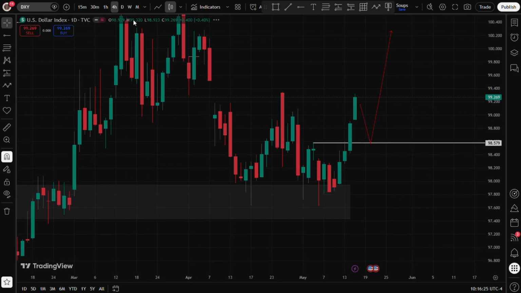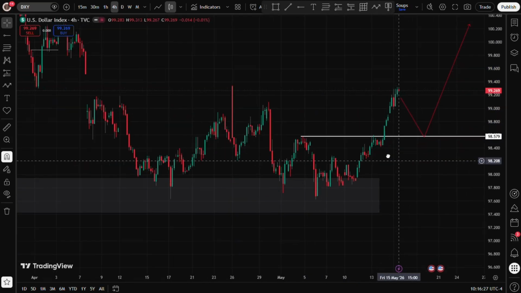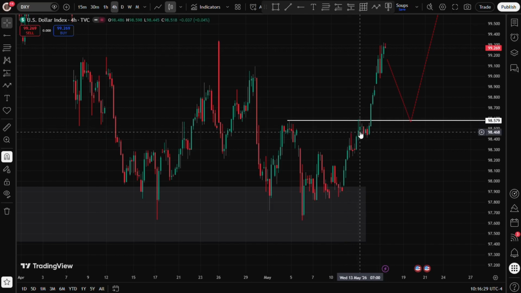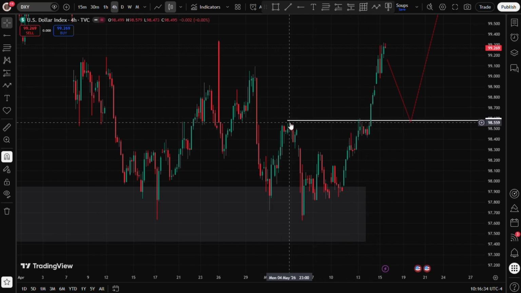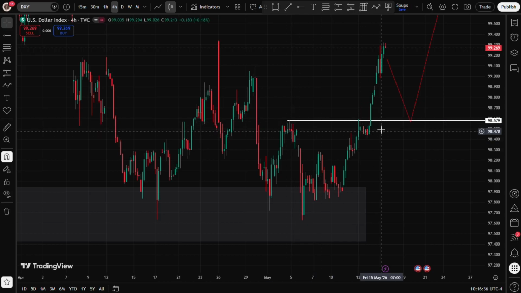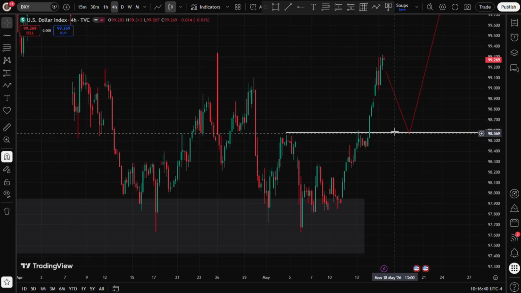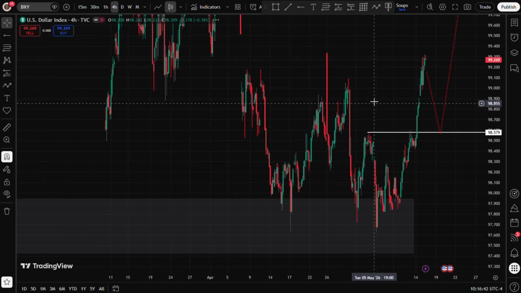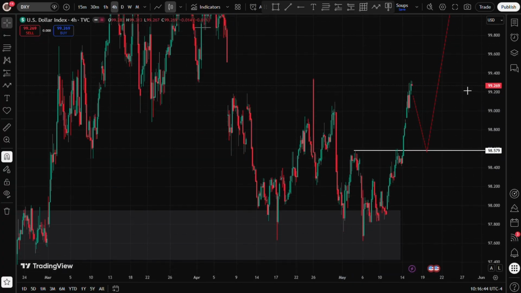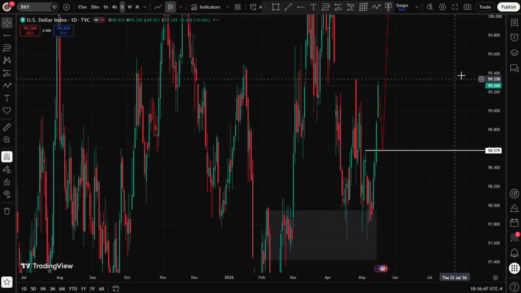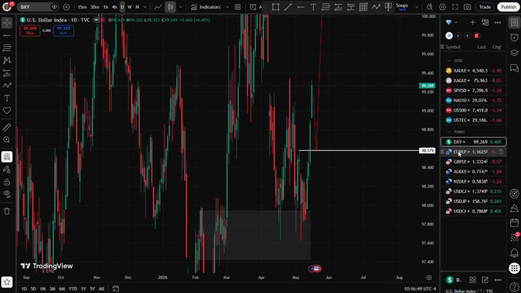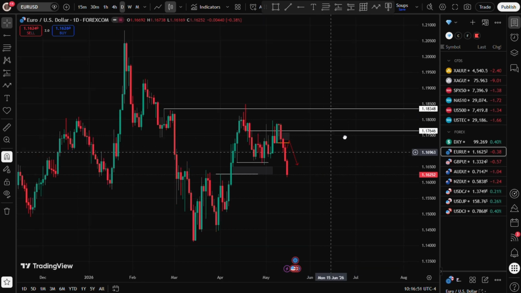If we go down into the 4-hour time frame, we can also see we have some form of mitigation blocks on the 4-hour that are in line with this old high over here. So we can use that as our area of support and see if price respects that area to move higher. Now with this narrative on the DXY, we'll be going into other currency pairs like Euro USD and expecting bearishness.